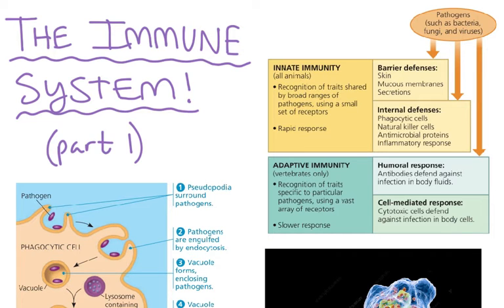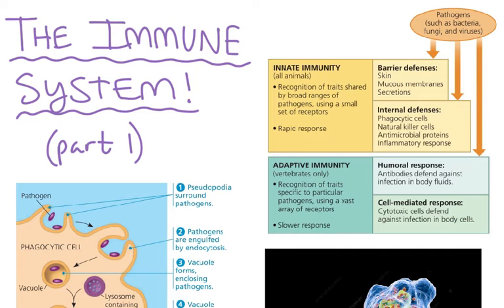There are also chemical barriers, like in your saliva and in your tears, there's something called lysozyme, and that's going to break down bacterial cell walls. Or in the stomach, you have a really low pH, so pH around 3 to 5. Not many organisms can survive that, so that's really important for our immunity.